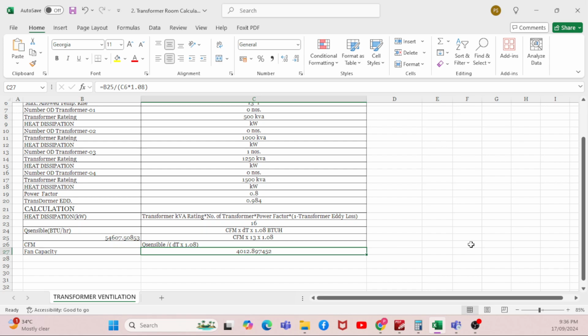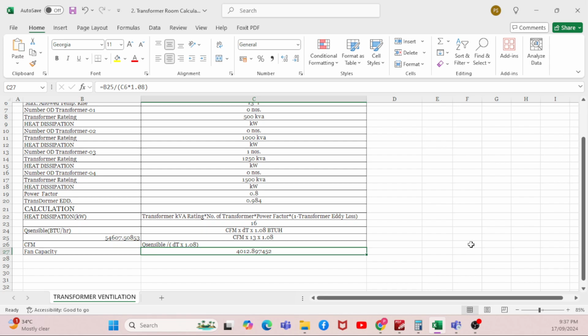This power factor comes from the local authority, the local power supply provider. They will tell you what power factor everyone has to consider. In our local conditions, in countries like Dubai, it is 0.8.